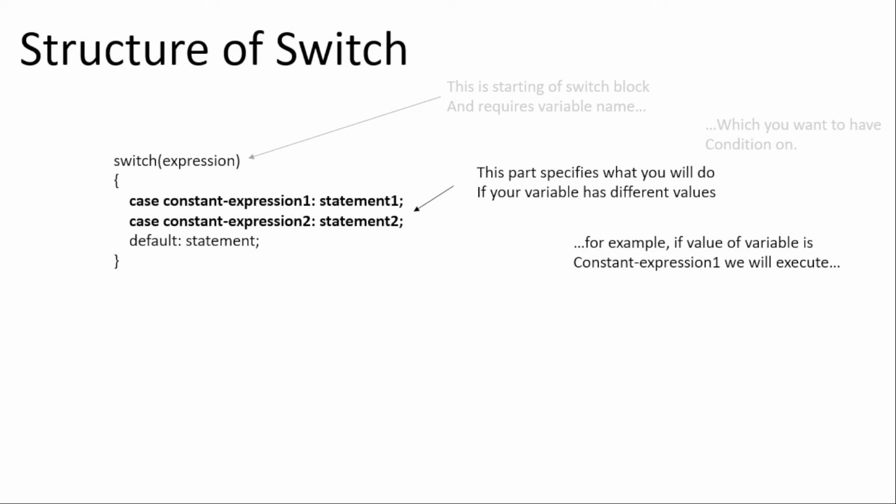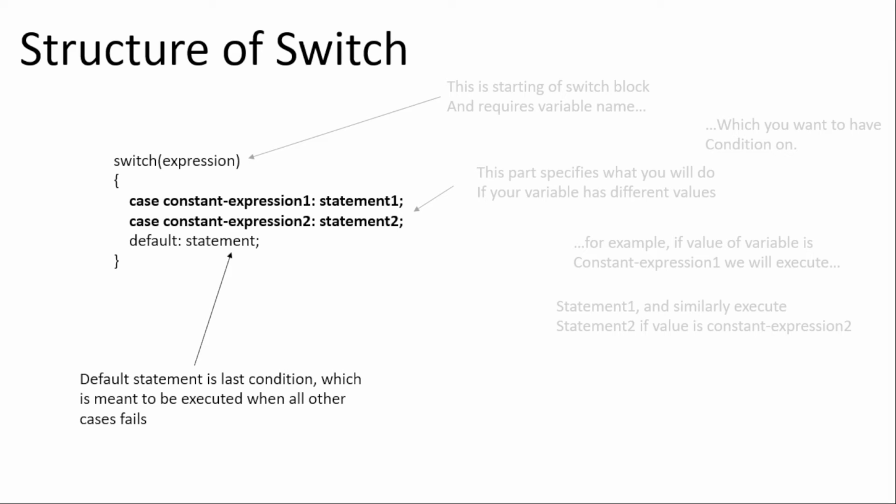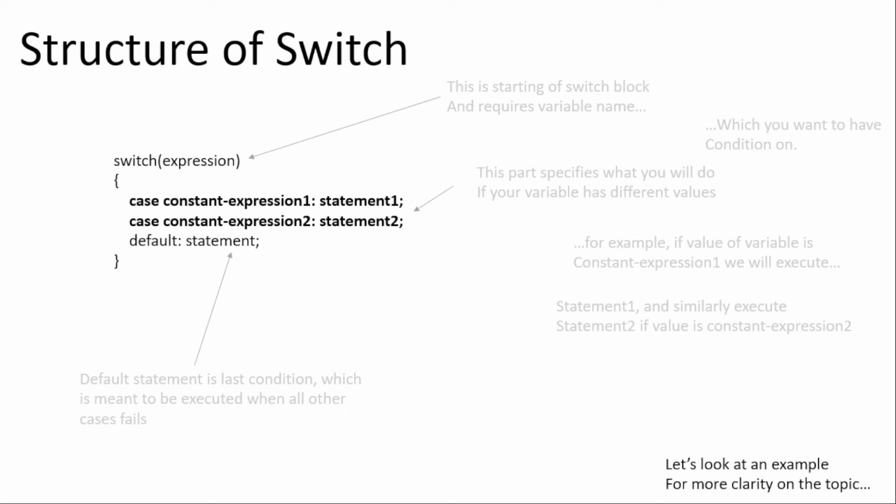For example, if the value of the variable is constant expression 1, we will execute statement 1 and similarly execute statement 2 if the value is constant expression 2. Default is a statement for the last condition, which is meant to be executed when all other cases fail. Let's look at an example for more clarity on the topic.